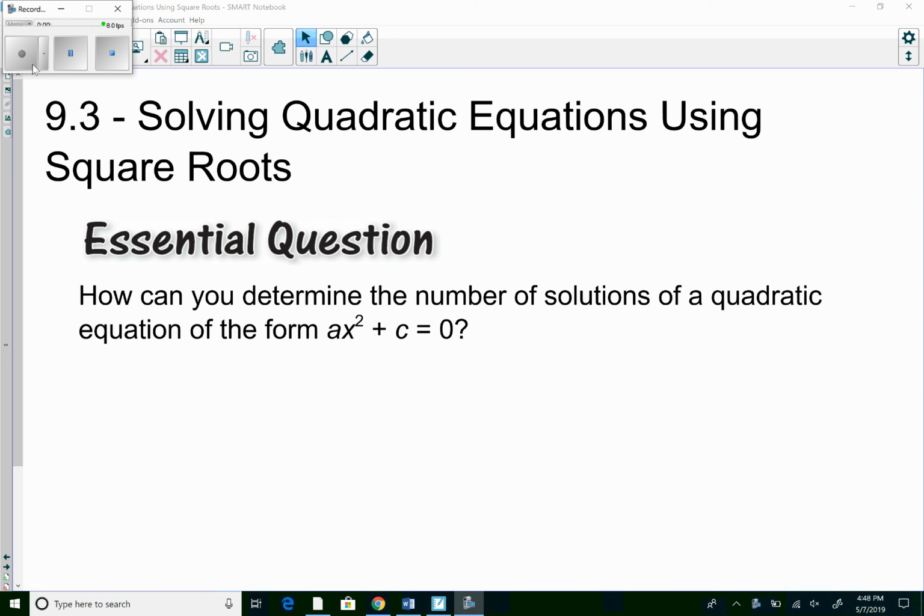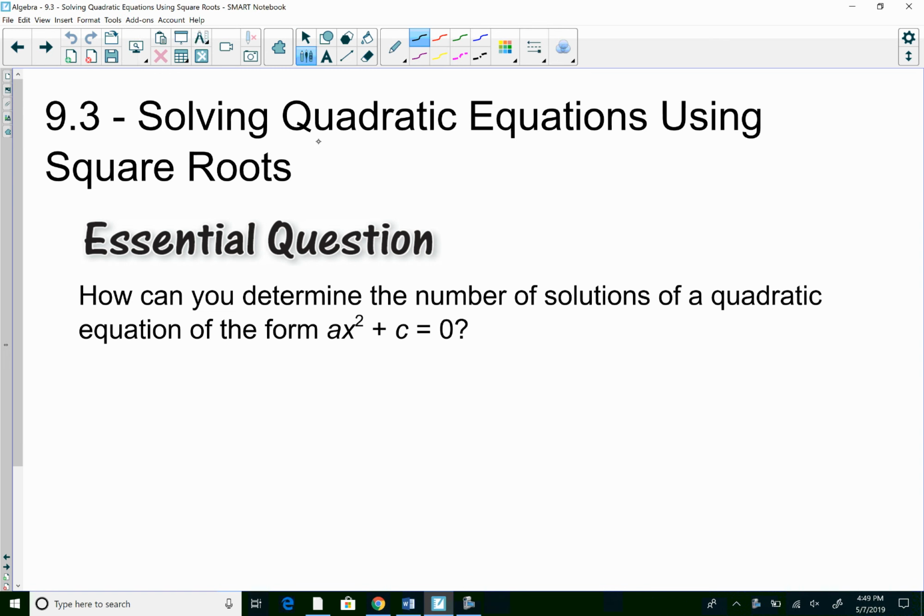Today we are looking at section 9.3, which is solving quadratics using square roots. Realistically, the type of problems that we're working with today, you don't have a B term.